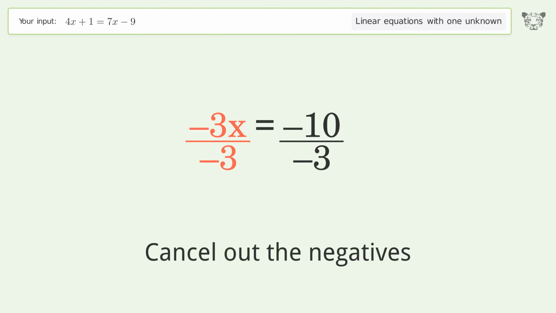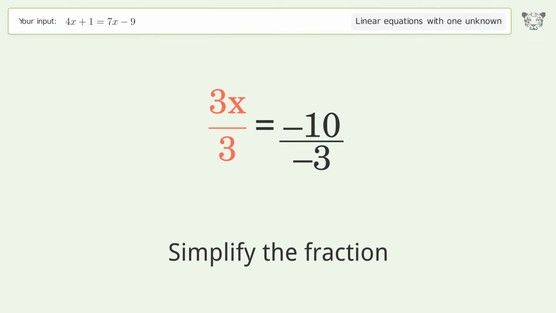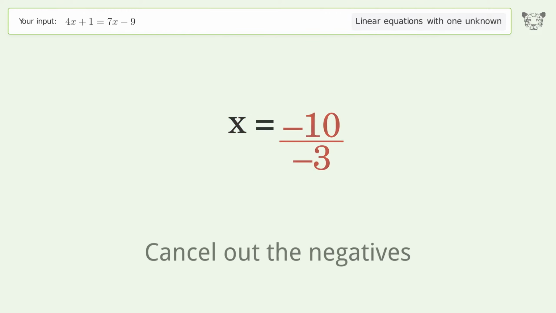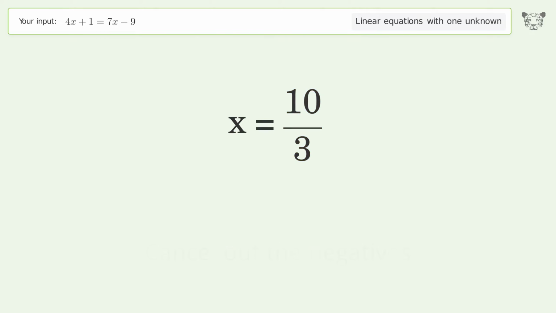Cancel out the negatives. Simplify the fraction. Cancel out the negatives. And so the final result is x equals 10/3.